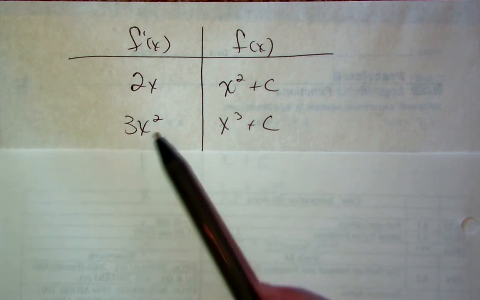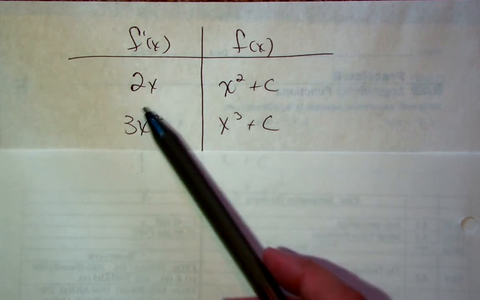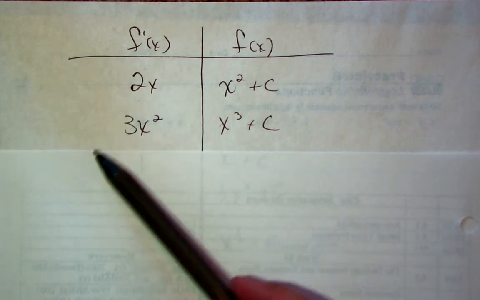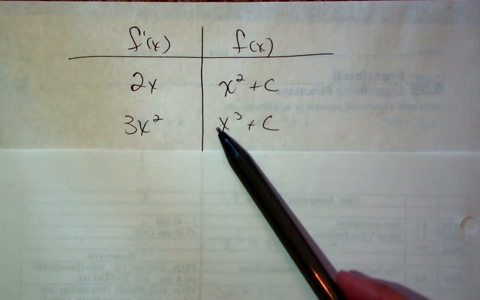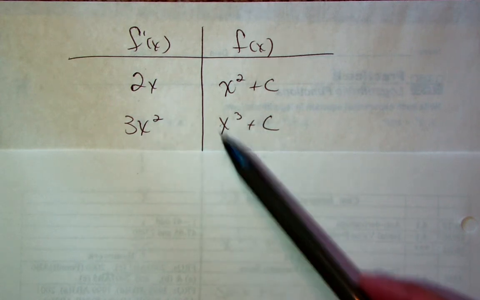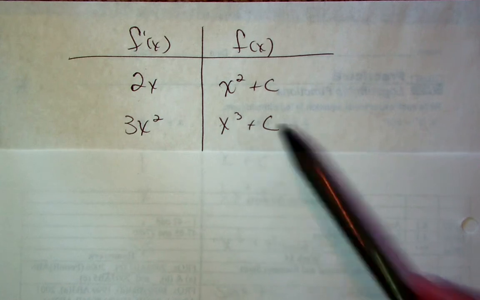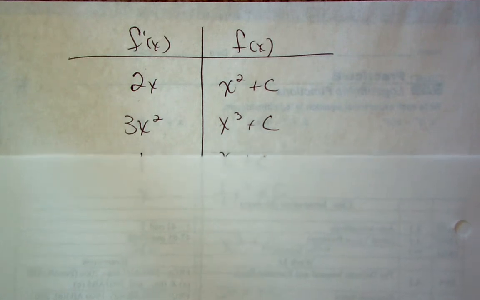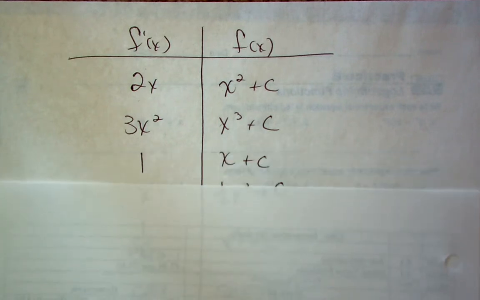So what if I have 3x squared? That's my first derivative. I'm going to go ahead and do my indefinite integral. What am I going to get? Well, I write my 3, x squared. I'm going to raise that to 3 and divide by 3, so the 3's cancel. I get x cubed plus C, my constant of integration, because I don't know my vertical shift.